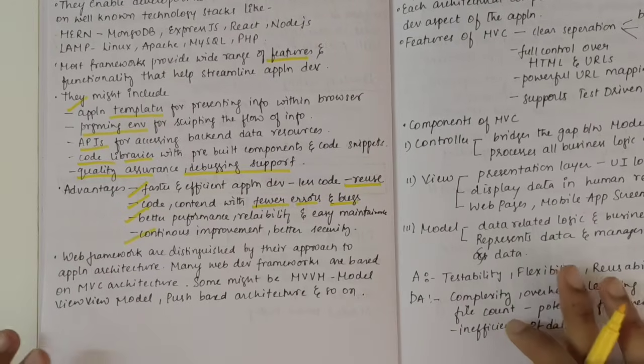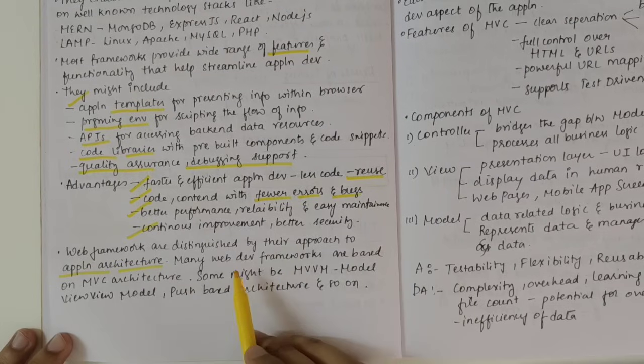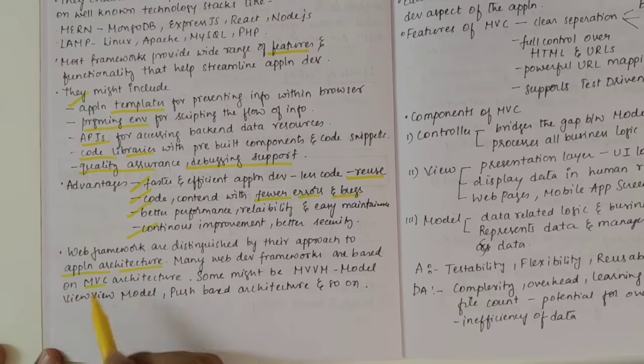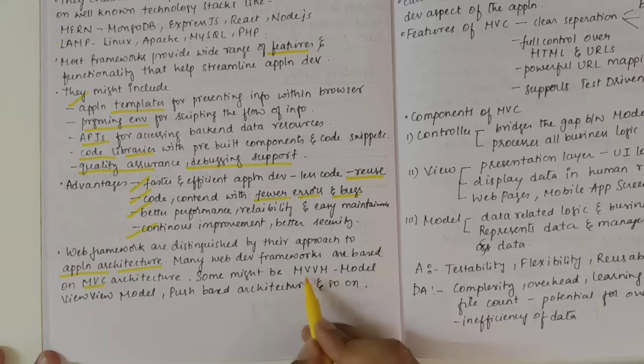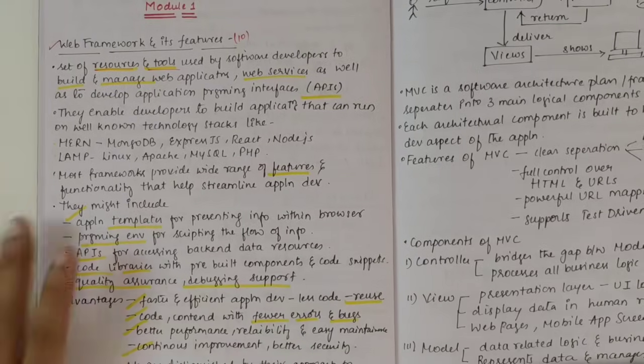Web frameworks are distinguished by their approach to application architecture. Many web development frameworks are based on MVC architecture; we'll look into this further. Some might be MVVM, that is model view view model, or push-based architecture and so on. So this was about web frameworks.